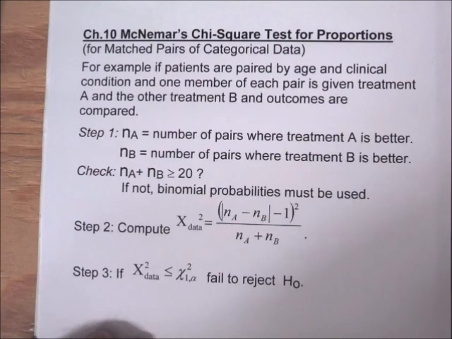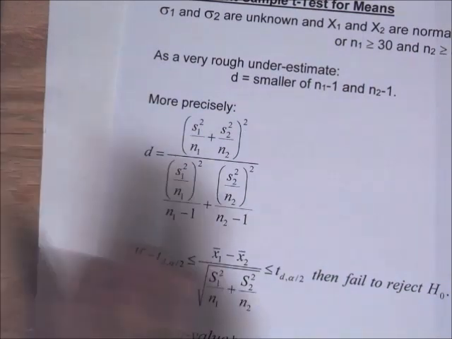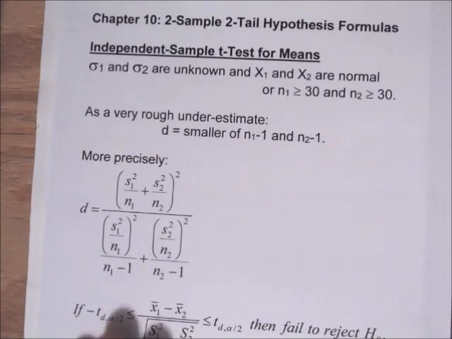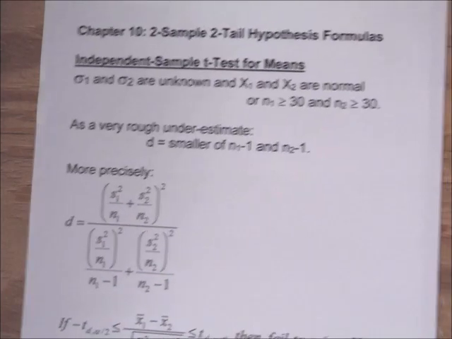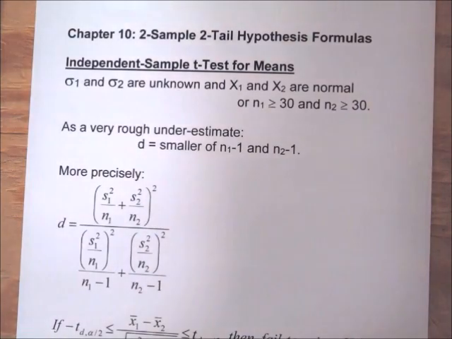And then we have formulas for testing whether there's a difference of means between independent samples. For example, if you wanted to test whether the carbon monoxide levels were different in smoking versus non-smoking areas, you would have a sample of smoking areas and a sample of non-smoking areas, and we have some formulas for that.